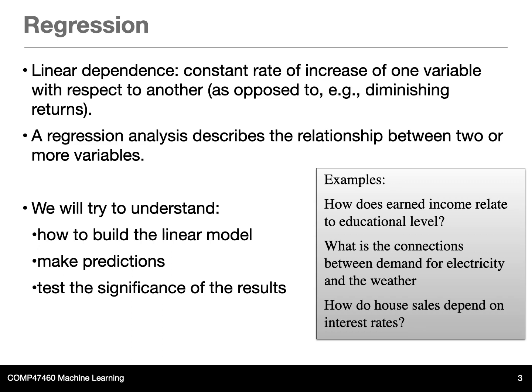A regression analysis is designed to describe the relationship between two or more variables. What we want to do is to understand how to build the linear model. We want to learn how to make predictions, and we also want to test the statistical significance of the results. For example, a real estate agent may wish to predict a house price from various attributes of the house, for example, the size of the house or the number of rooms, etc., and perhaps also given some information about other typical houses in the area.